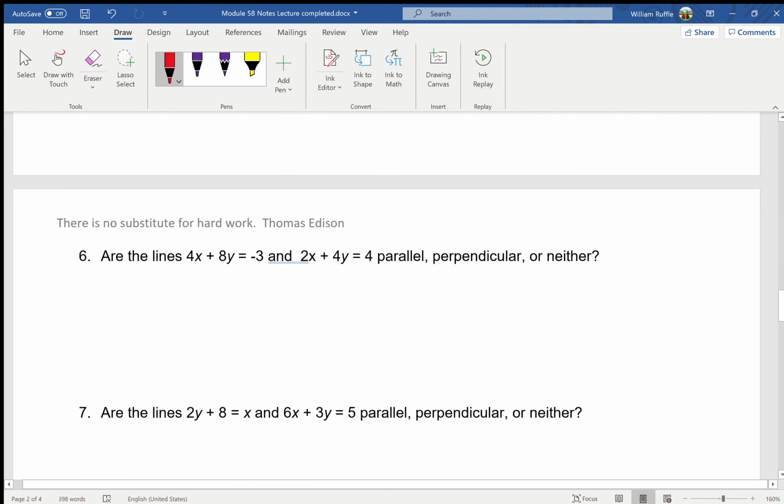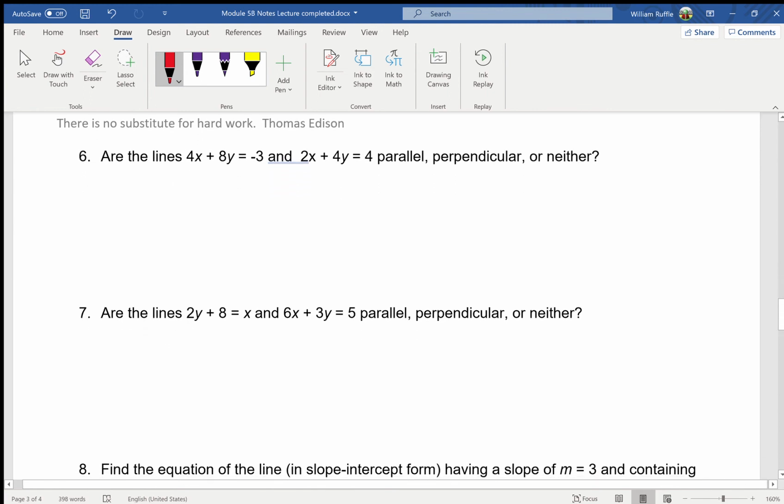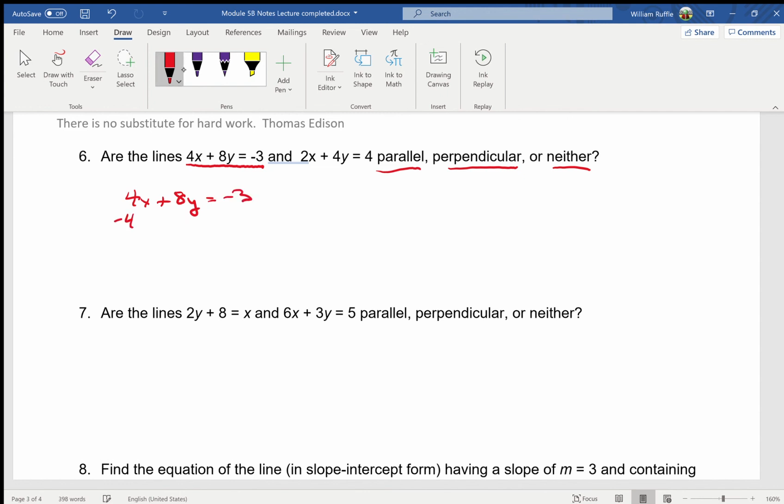Okay. And then these last two questions I'm going to do for the first half of this, because that'll be about enough for about half here, is are they parallel, perpendicular, or neither? So now, for the first equation, we're going to still have to solve for the letter y, because I got to solve for the slope. So I have 4x plus 8y equals negative 3. So I'm going to subtract 4x from each side. So I got 8y equals negative 4x minus 3. So I divide everything by 8. So I get y equals negative 1/2 x minus 3/8. So my slope is negative 1/2.